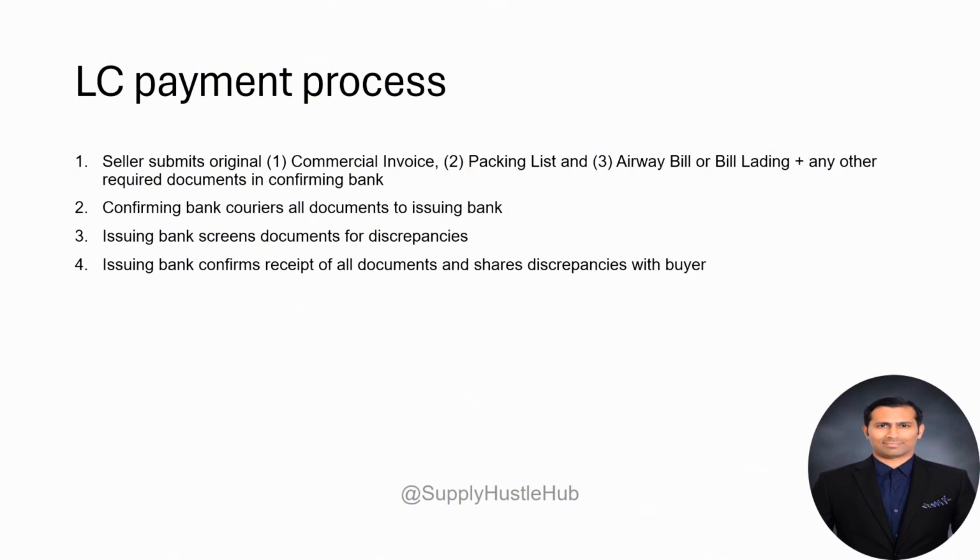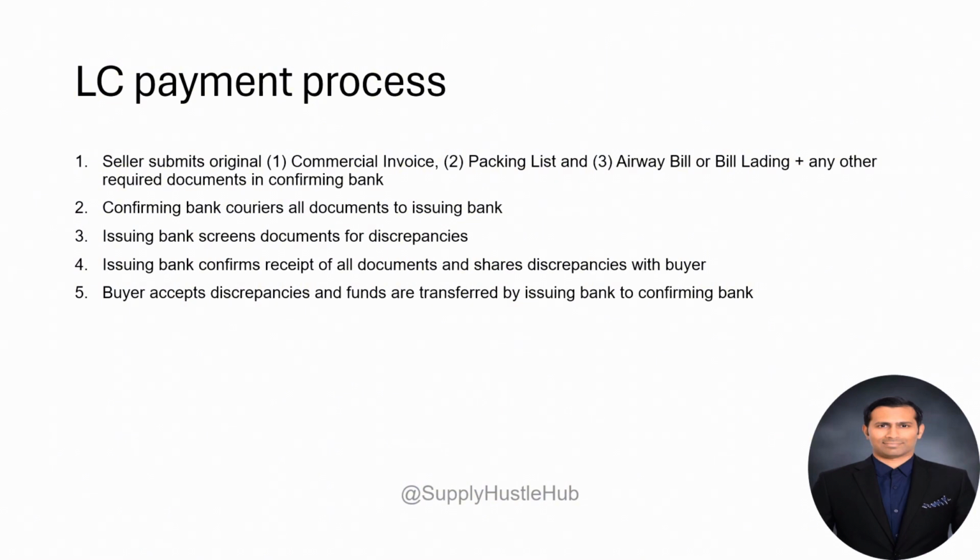Once discrepancies have been identified, the issuing bank confirms to the buyer that documents have been received and shares the discrepancies with the buyer for acceptance. The buyer reviews the discrepancies and accepts them, and once that is done, payment is made by the issuing bank to the confirming bank.